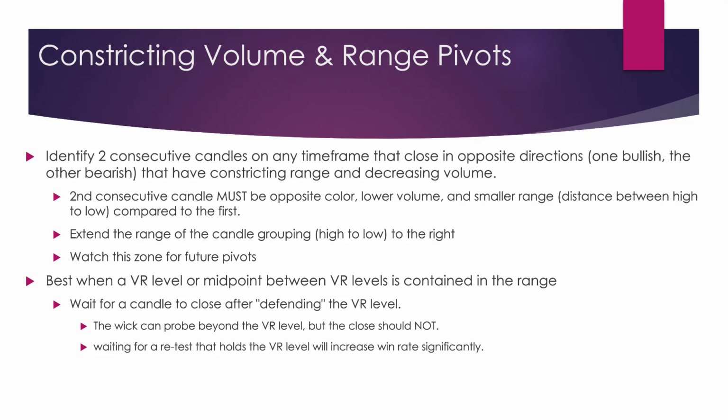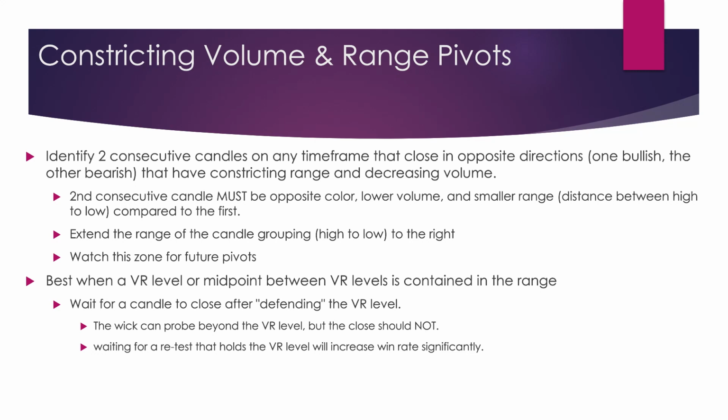One way to do that is with a technique I call constricting volume and range pivots. So what you're going to do is identify 2 consecutive candles on any time frame, preferably 30 minutes or higher. And these 2 candles have to close in opposite directions. Doesn't matter which one is which, but one has to be bullish, the other one has to be bearish. And the second consecutive candle has to have a smaller range, the distance between the high and the low, compared to the first one. And it also has to have lower volume than the first one.